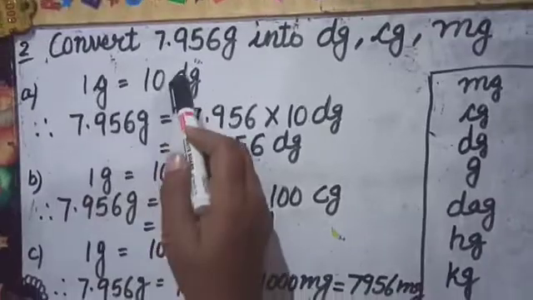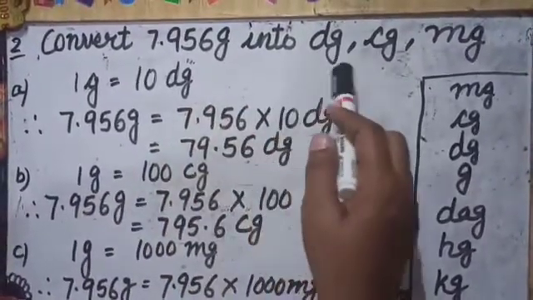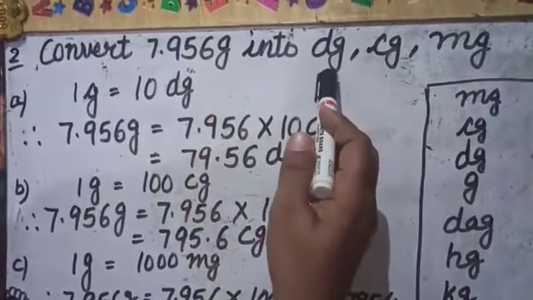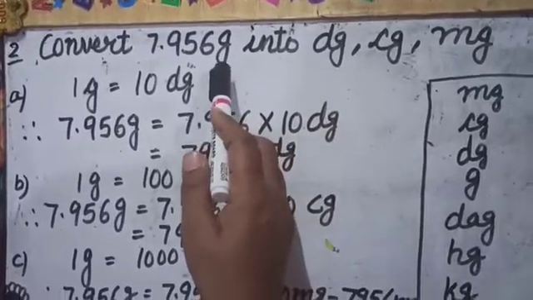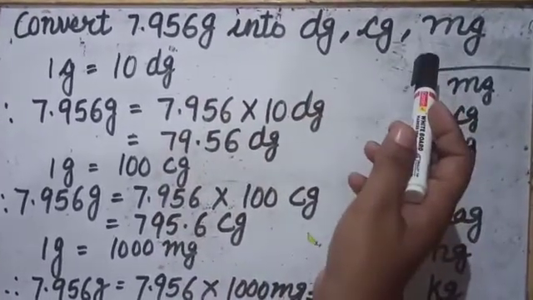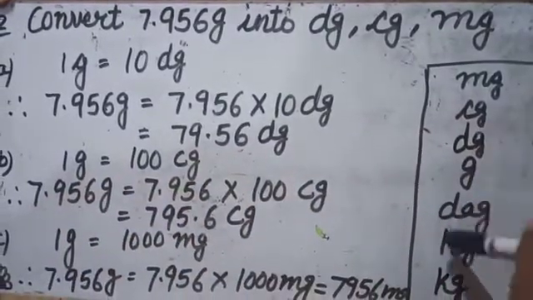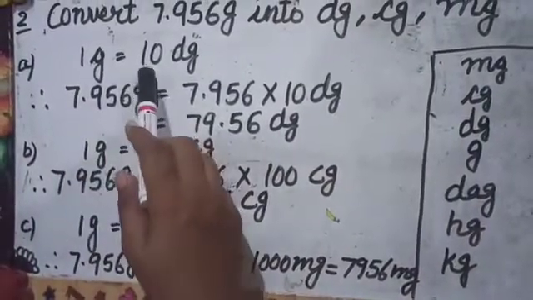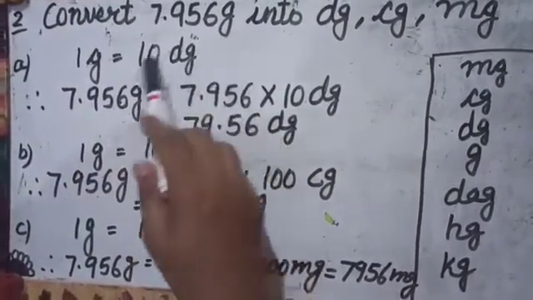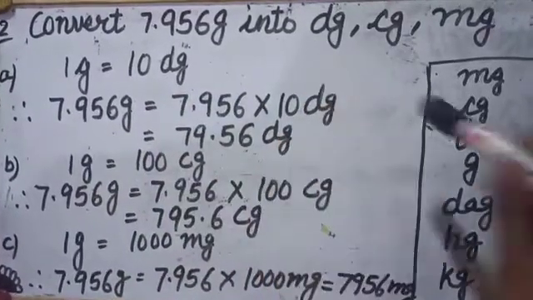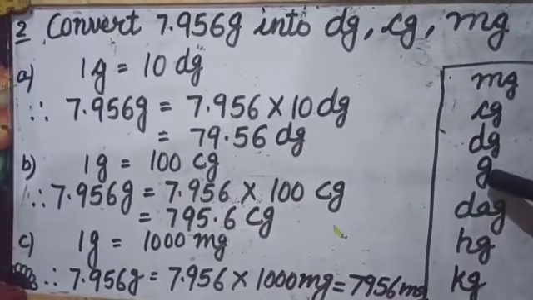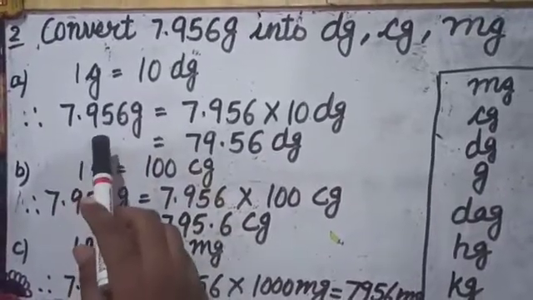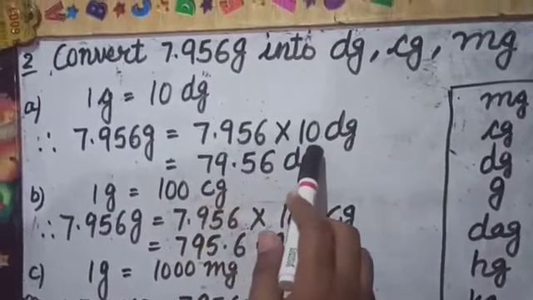Next sum is convert 7.956 grams into decigram, centigram and milligram. Now you can see grams we are converting into decigram, centigram and milligram. So we are converting bigger unit into smaller unit. So here we will multiply. So we write a table of mass on one side. So 1 gram equal to 10 decigrams. Because first we are converting grams into decigram. Now when we go from grams to decigram, only one step we have crossed. So 1 gram equal to 10 decigrams. So we multiply 7.956 by 10 decigrams.